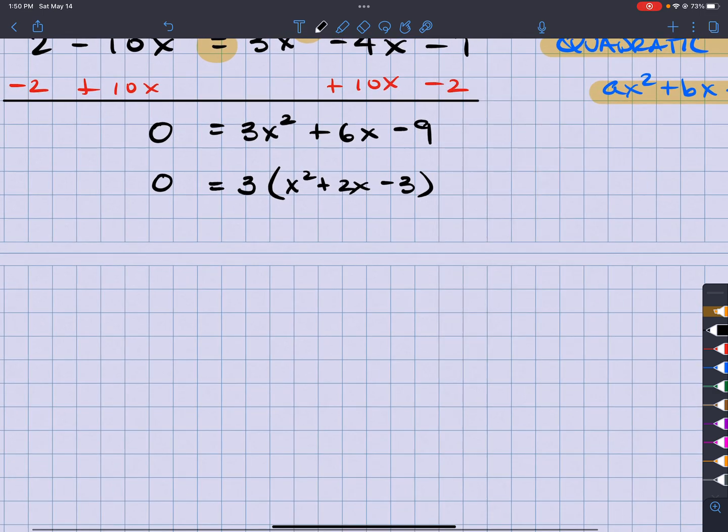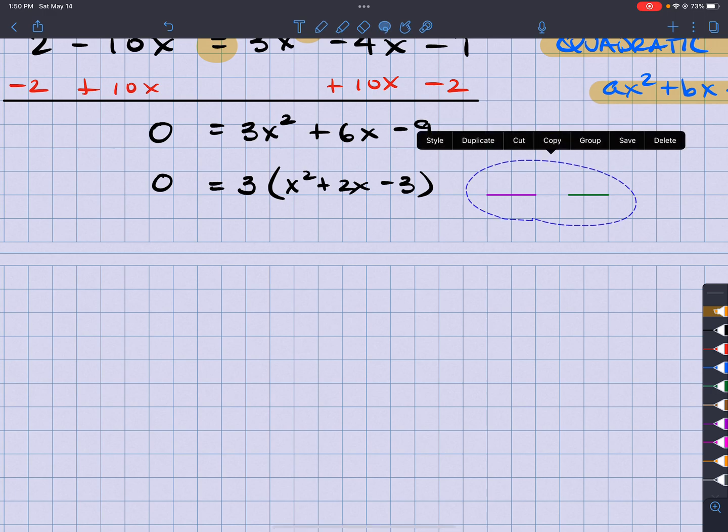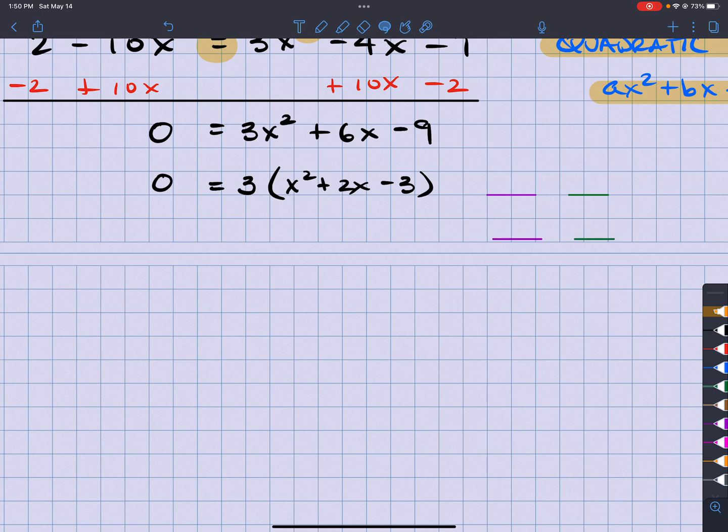So again, let me go ahead and put that down. Can I find two numbers, always about choosing the right colors. So what I want to do is I want to find two numbers, but when they multiply together, it's going to give me a negative 3. But if they add together, it has to give me that positive 2, which is right here. Okay, and then the negative 3 is right here.